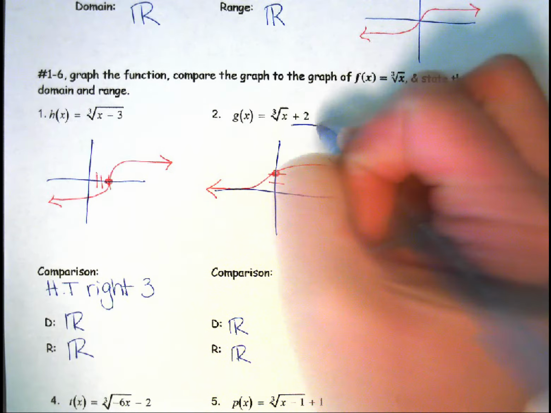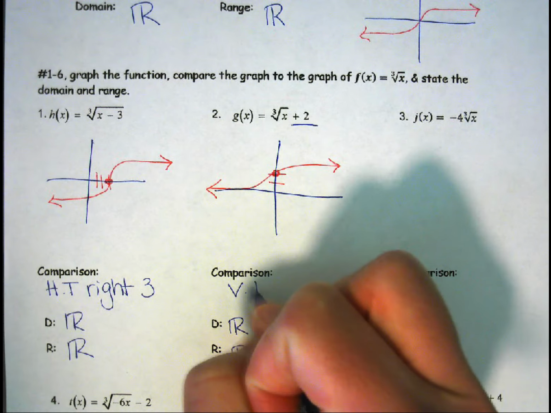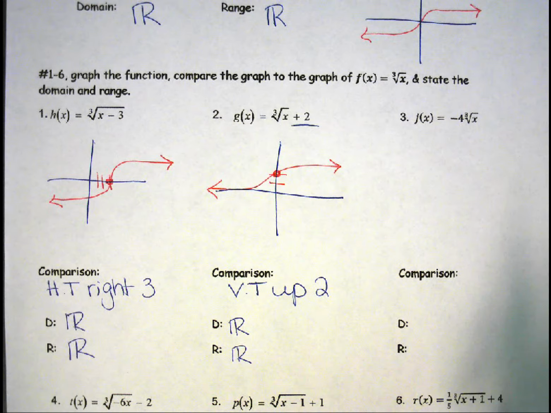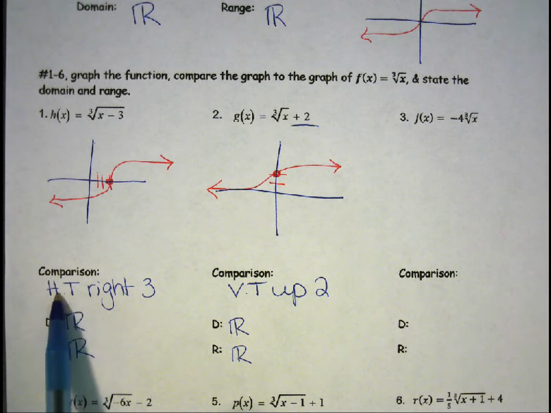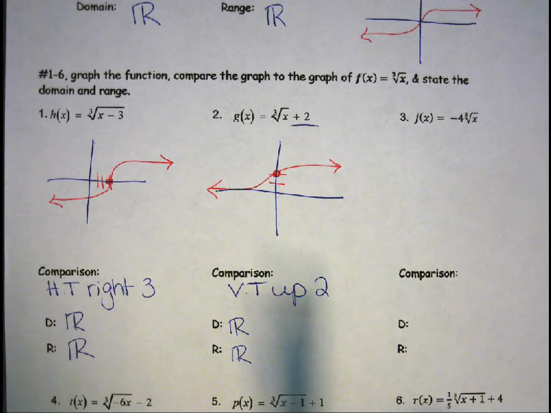This is outside, so that's going to be vertically up 2. And make sure you're using the proper vocabulary, so vertical and horizontal. Don't just say right, don't just say up, make sure you're using the correct vocabulary.